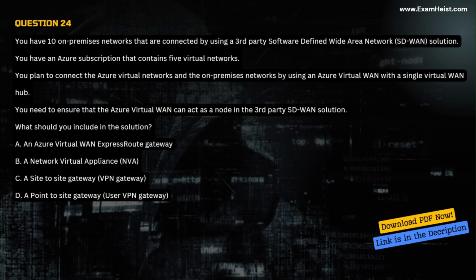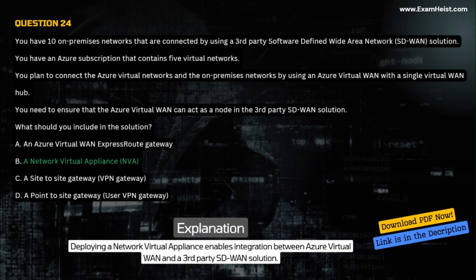A. An Azure Virtual WAN ExpressRoute gateway. B. A network virtual appliance (NVA). C. A site-to-site gateway (VPN gateway). D. A point-to-site gateway (User VPN gateway). Correct answer B. A network virtual appliance (NVA). Explanation. Deploying a network virtual appliance enables integration between Azure Virtual WAN and a third-party SD-WAN solution.